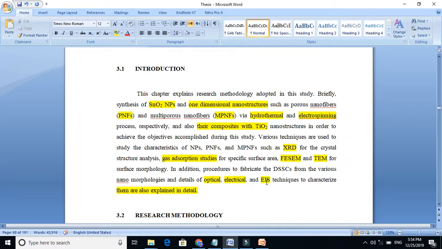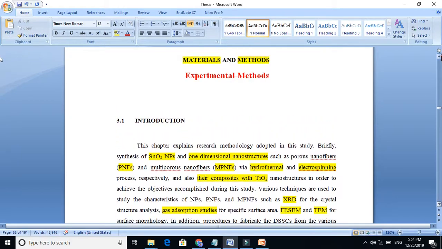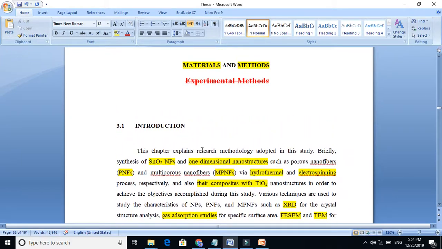And this is the introduction of my chapter 3, the materials and methods. It is very clear. Materials and methods means what kind of material you will use and what methods you will use. Very simple. From where will you know this? From literature. Very simple answer.